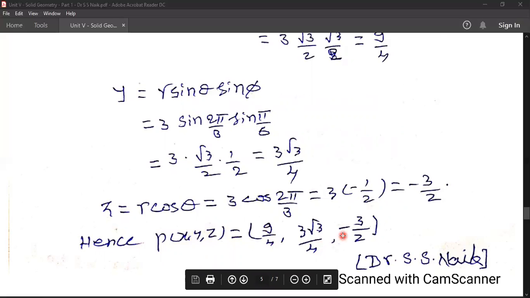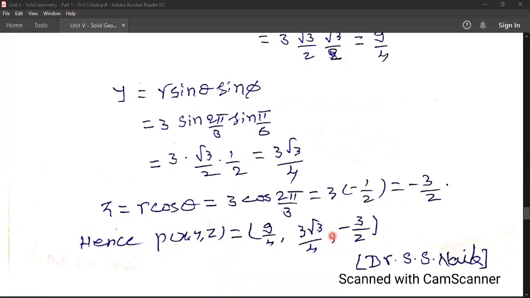So this completes the Cartesian, spherical polar and the corresponding cylindrical coordinates of the point. When x, y, z are given, we saw how to find r, theta, phi. When r, theta, phi are given, we saw how to find x, y, z.